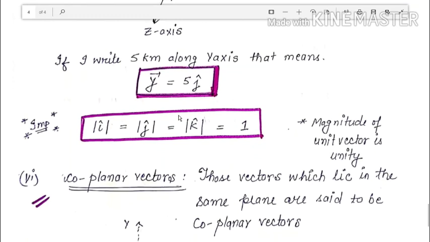It is important to know that the magnitude of all these unit vectors, i cap along the x-axis, j cap along the y-axis and k cap along the z-axis, is equal to 1. So the magnitude of a unit vector is unity.